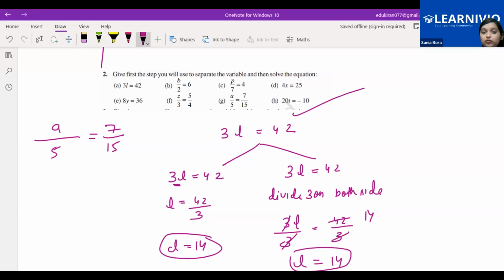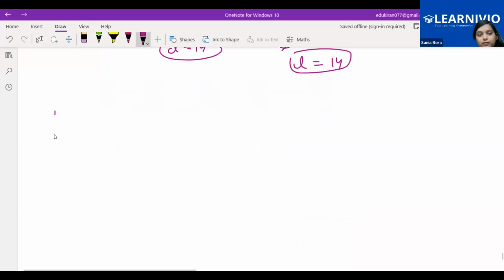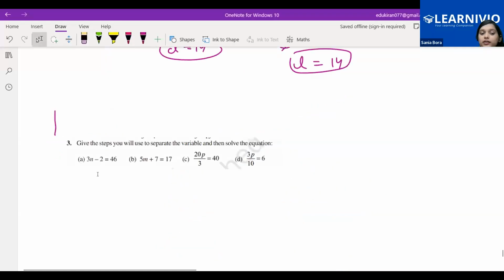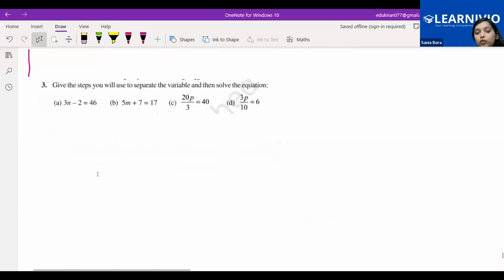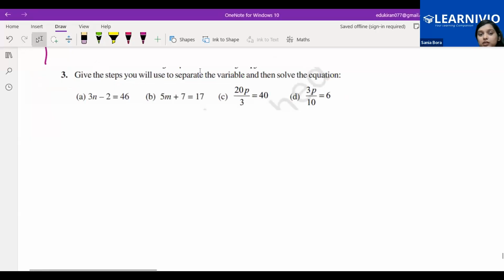Okay. Now let's move to the next. Now the recording is making sense? Yes, ma'am. I didn't explain it earlier because you already know the things, right? And he was following the first method. Okay. Now coming to the next one. Here you would have two steps, right? I'll solve the first one. For example, 3n minus 2 equals 46.